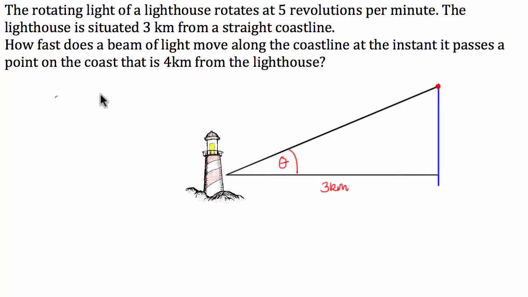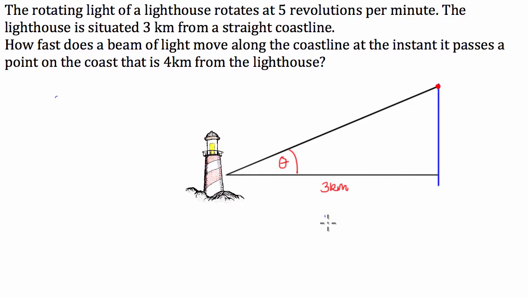G'day guys, we've got an applications of differentiation question for you today, specifically a chain rule question. Now, the rotating light of a lighthouse rotates at 5 revolutions per minute. The lighthouse is located 3 kilometers from a straight coastline.